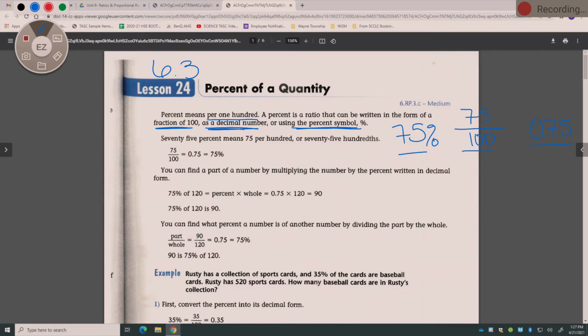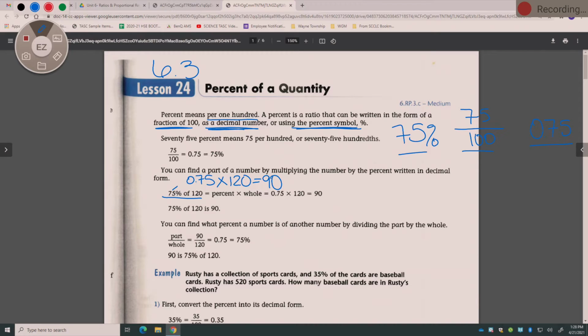But sometimes we're not thinking about just 100, right? We've got different numbers. So if we want to find a part of a number, like 75% of 120, we transfer this 75% into a decimal number, and then we multiply it by the total quantity, by the whole. So 75% of 120 is 90.